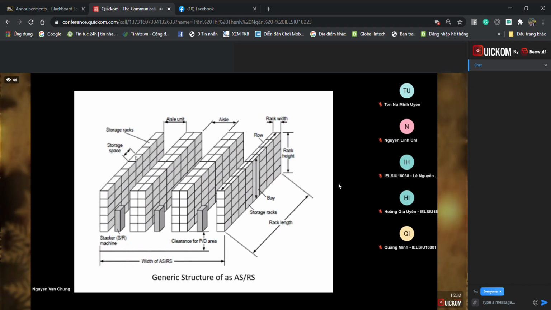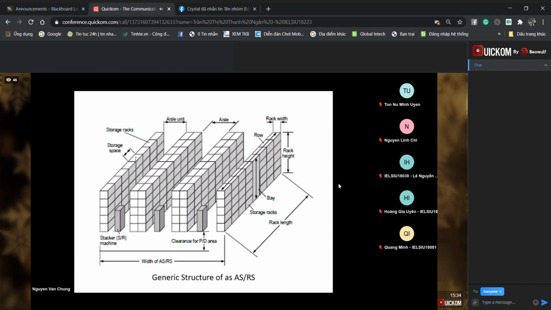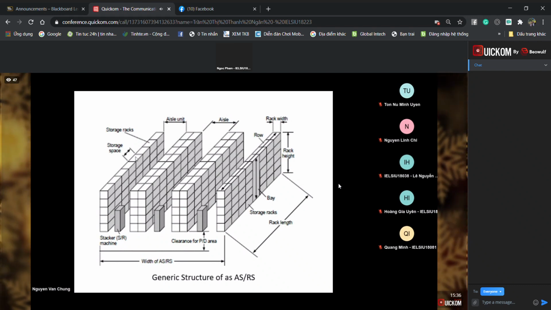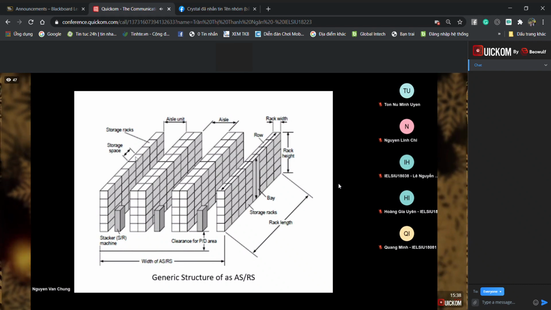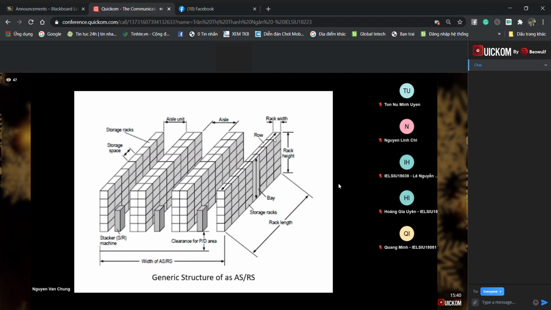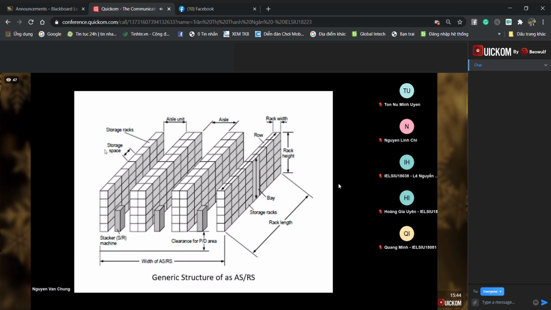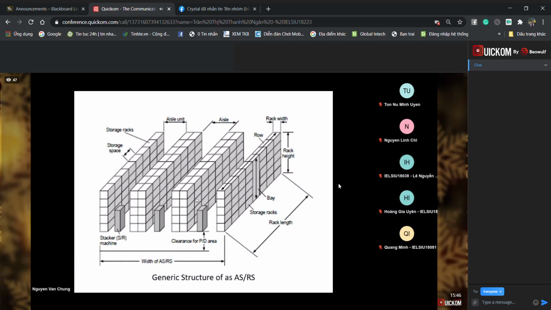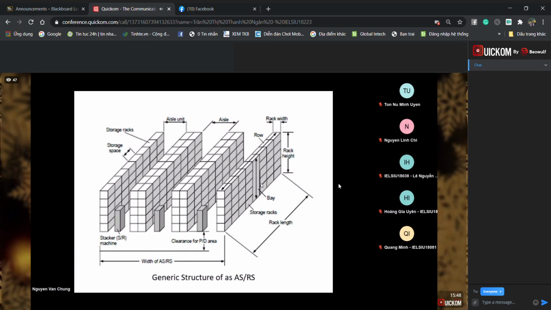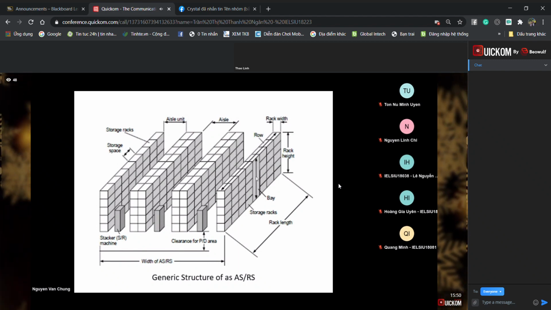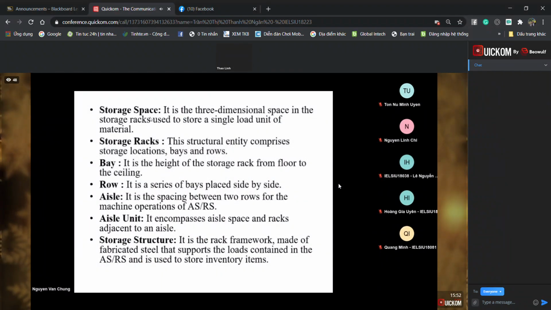The number. You remember? If not, maybe you are confused. Now I repeat, this is the number of rows. This is the row, the row, the row. The storage space estimation. Okay, and this is the bay, the bay. Next, you see storage space.